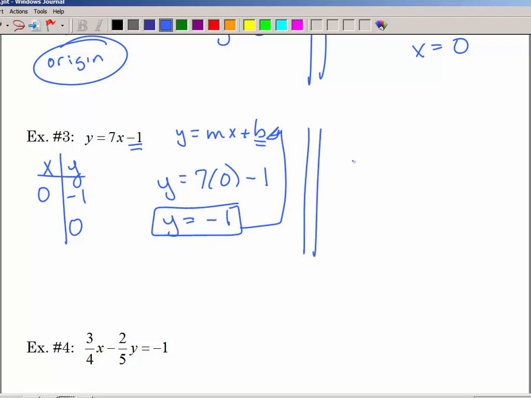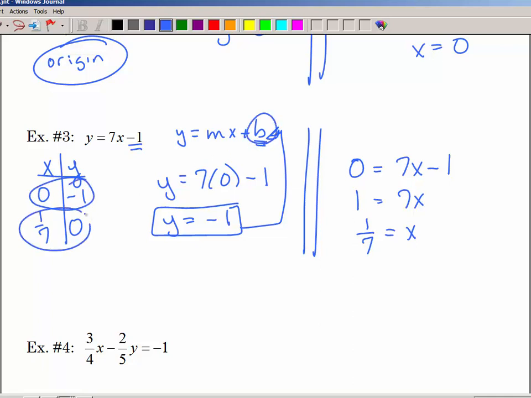But what about the x-intercept? So we let y equal 0 and solve for x. So I'm going to add 1 and I'm going to divide by 7. So that's 1/7. So again, this is the y-intercept. We call that b. This is the x-intercept.